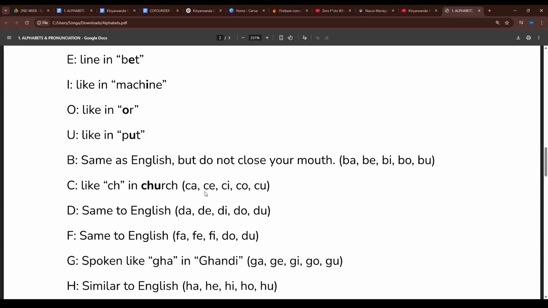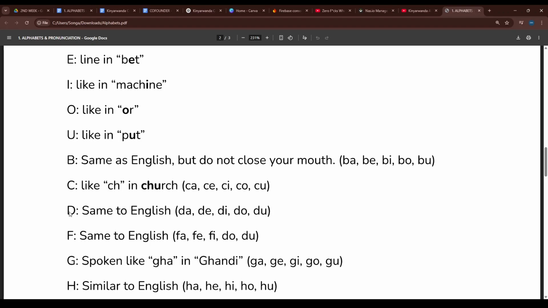When there is e, we say che. We say chi, like my name, Chishahayo. So it has C and I, or chi. And when it is o, it becomes cho, and u, chu. So it's this sound that comes here and you say cha.